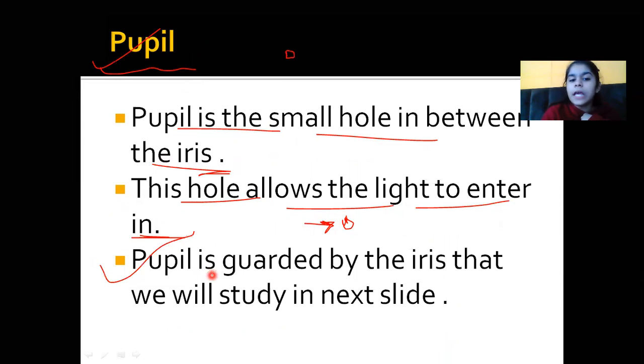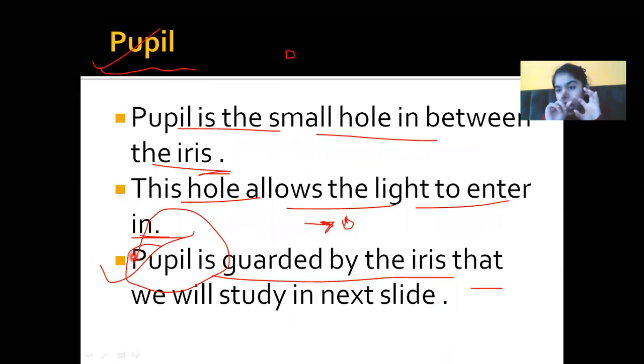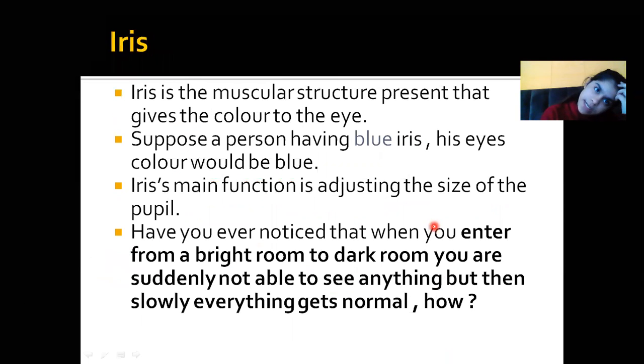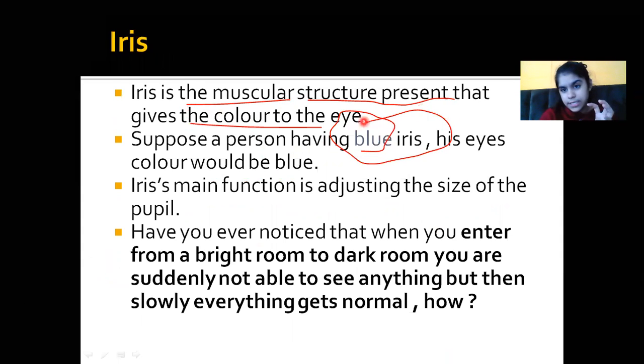Then the pupil is guarded by the iris. I told you what the iris is. It is that muscular organ which gives color to your eyes. So your pupil is guarded by the iris. Okay, let's quickly study the iris. Now, what is the iris? The iris is the muscular structure present in the eye that gives color to the eye. Suppose a person has a blue iris. Then the color of their eye would be blue.